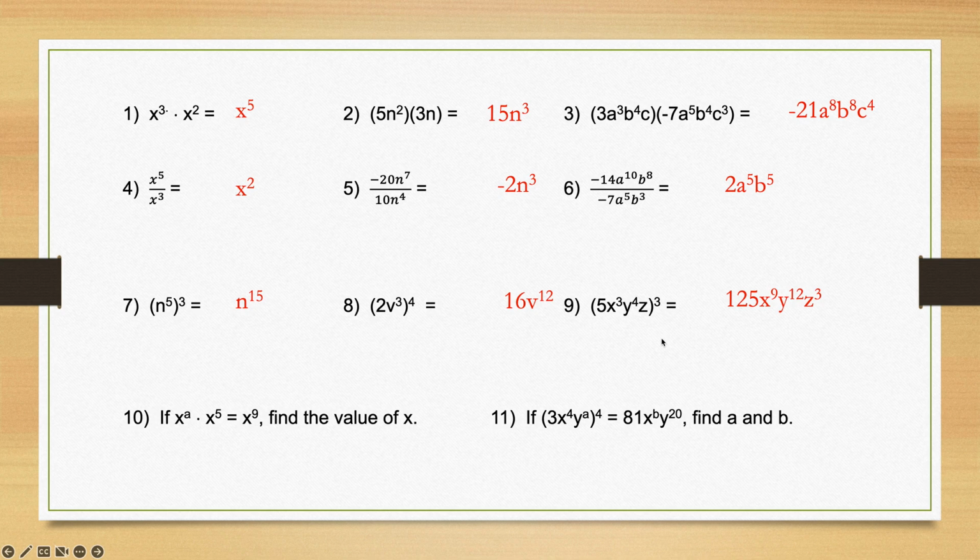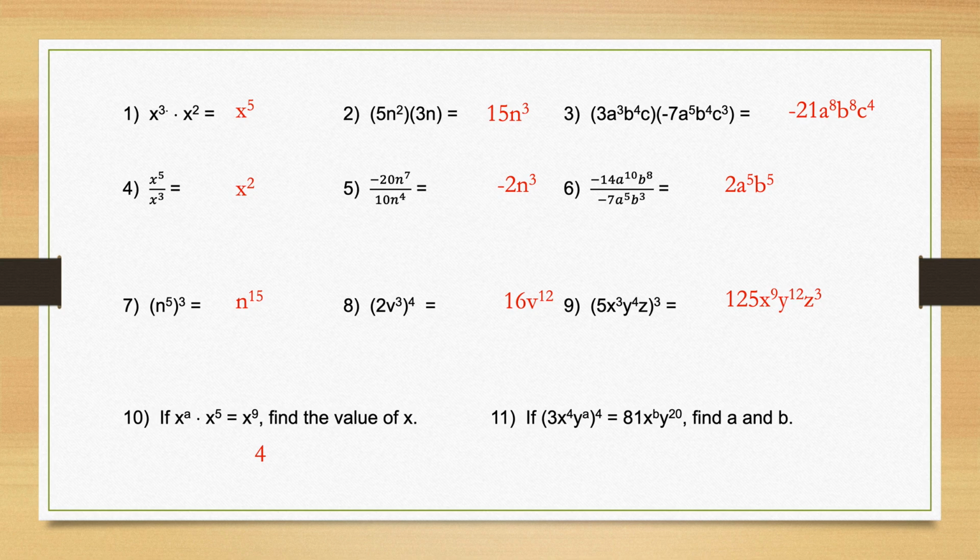Number 10. If x to the a times x to the 5 is x to the 9, what's the value of a? Well, remember, you add exponents. So a plus 5 equals 9. A is 4.